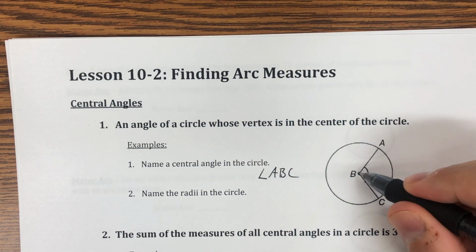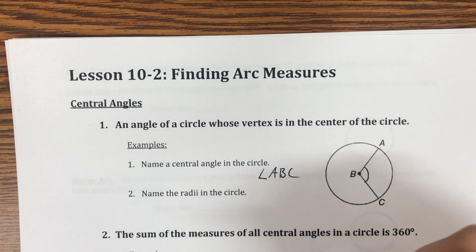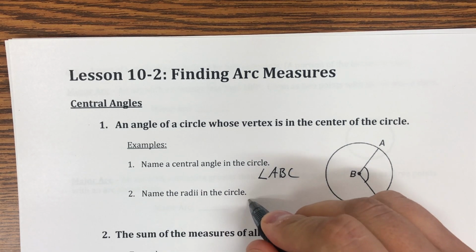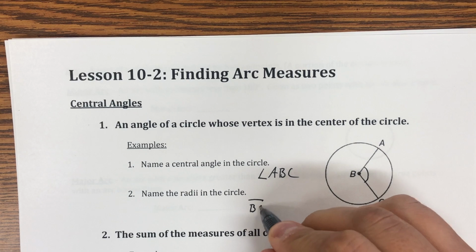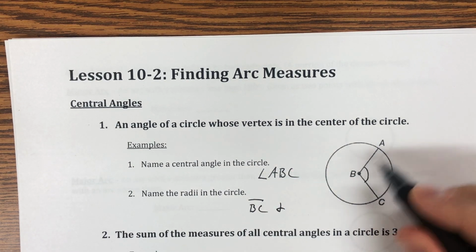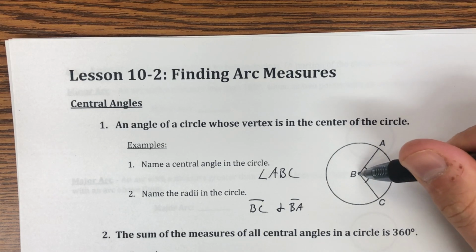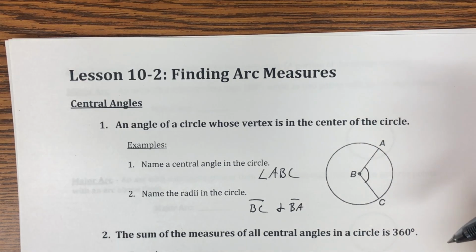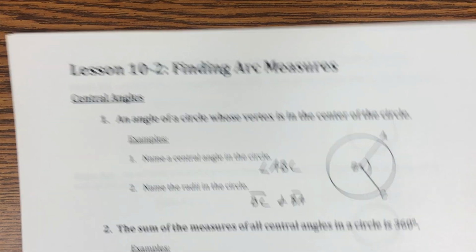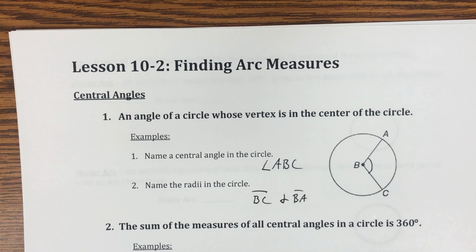So 2 radii, vertex right at the center. In this case, the 2 radii are radius BC and radius BA. So the central angle, vertex at the center. That is the key. Vertex at the center, central, center. All right? There will be some other angles inside of the circle, so we have to make sure we keep these definitions straight.